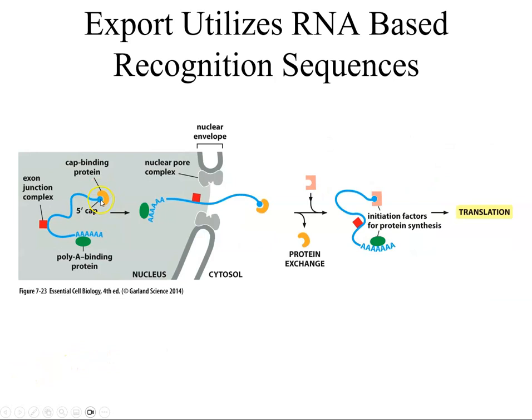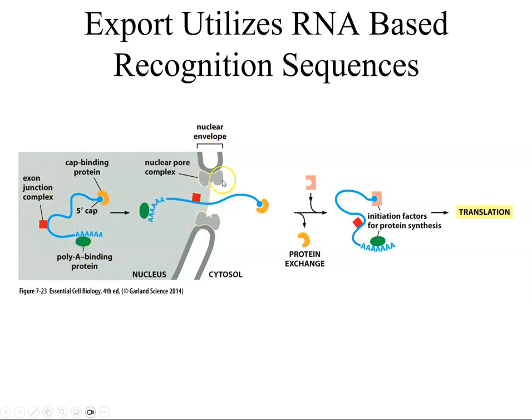All of these processes change what's happening and change kind of the flavor of the message. So we have the cap binding proteins. There are proteins that are going to be associated with that 5' end. We have proteins that will be associated with that exon junction, and we'll have poly A binding proteins.